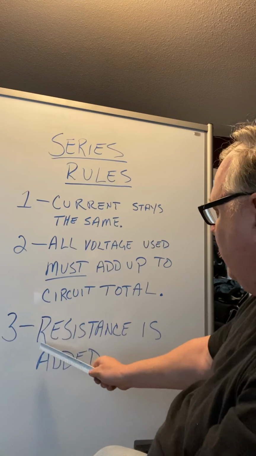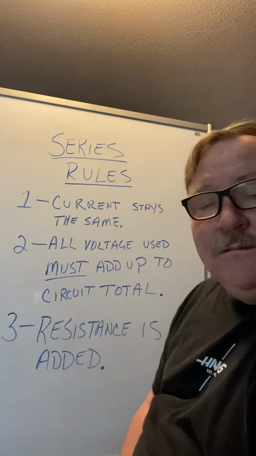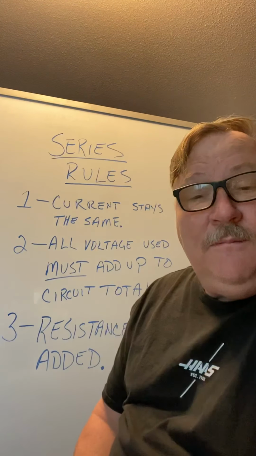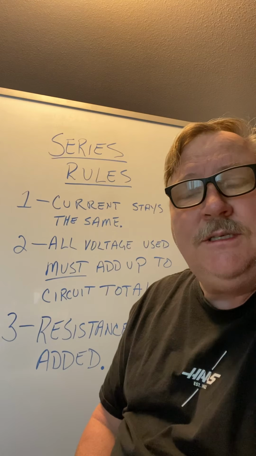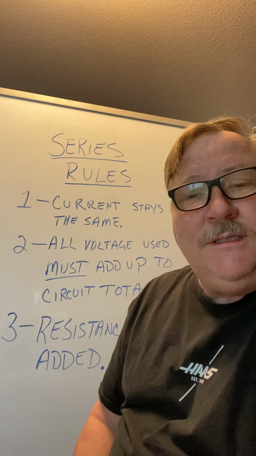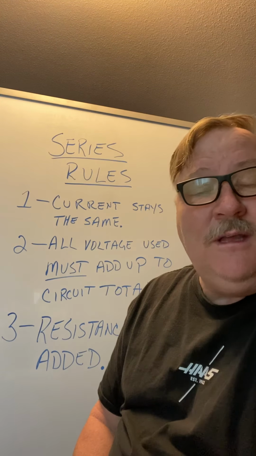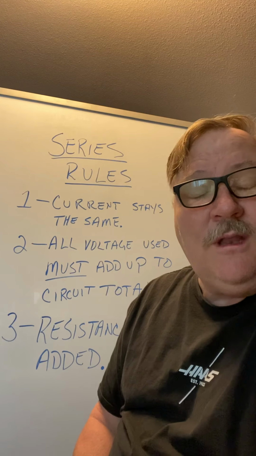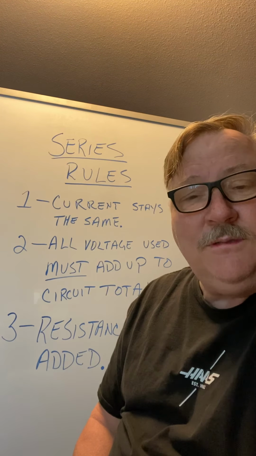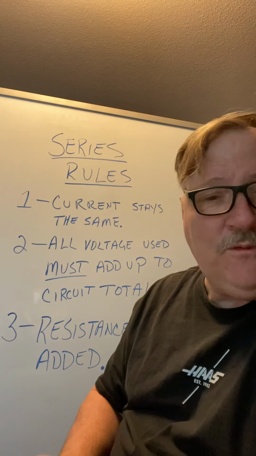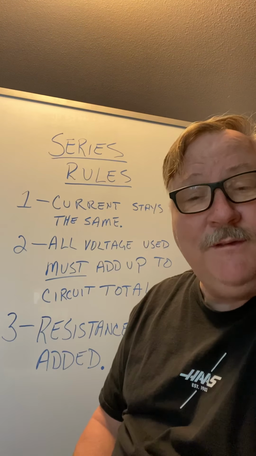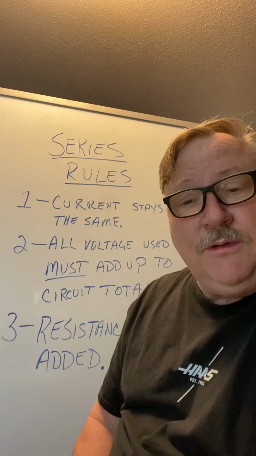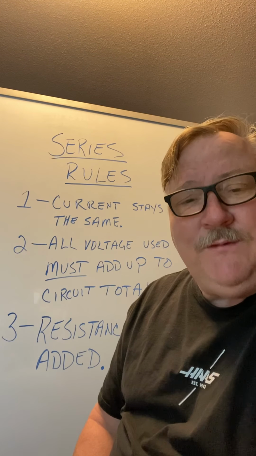The third one is resistance is added. If you've got three light bulbs in series, and one light bulb is 5 ohms, one light bulb is 20 ohms, and one light bulb is 25 ohms, you add them all up. 20 plus 5 is 25, and then the 25 plus the 25 is 50 ohms. So your circuit total for resistance would be 50 ohms.